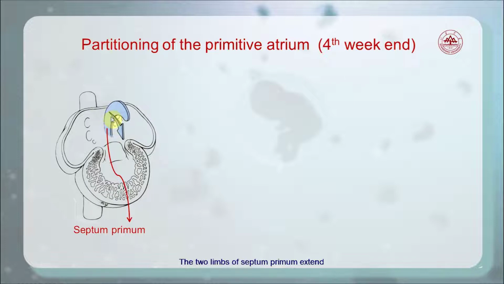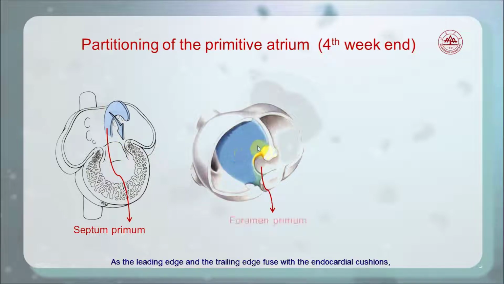The two limbs of septum primum extend toward the endocardial cushions in the atrioventricular canal. As the leading edge and the trailing edge fuse with the endocardial cushions, there is a foramen left between the lower rim of the septum primum and the endocardial cushions, named foramen primum.